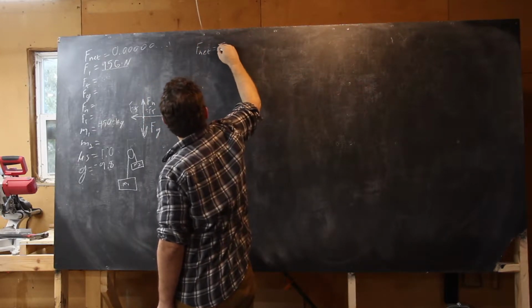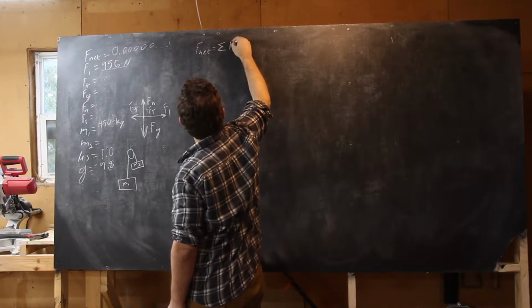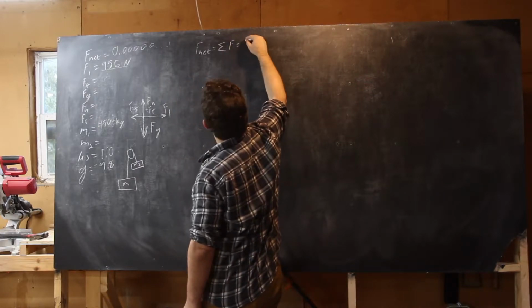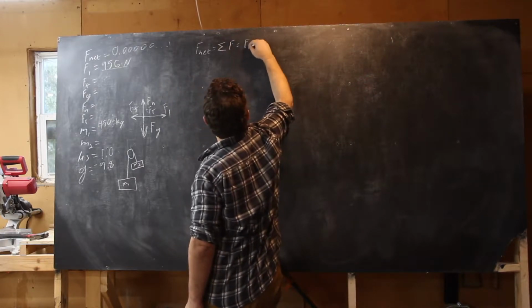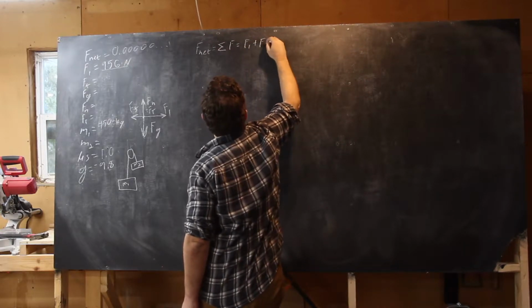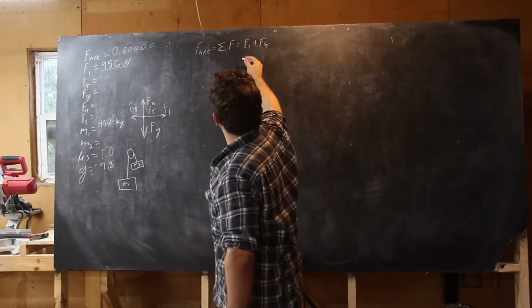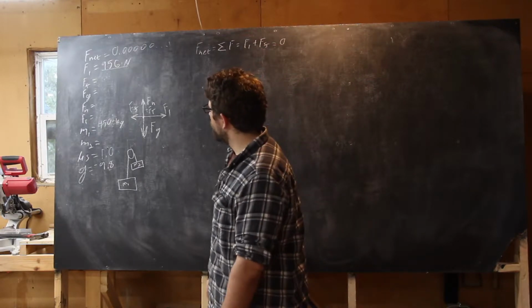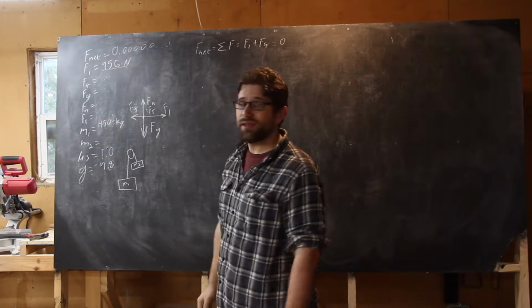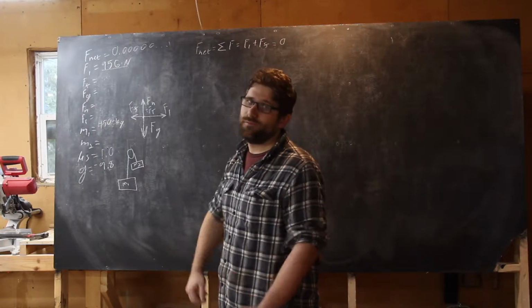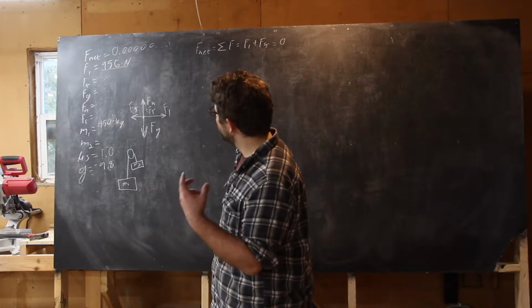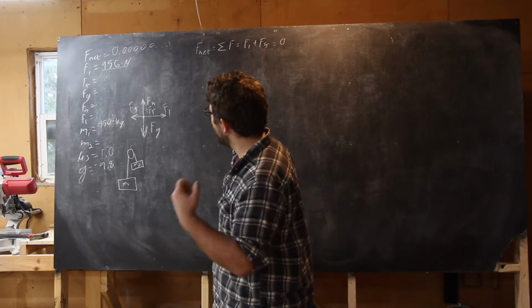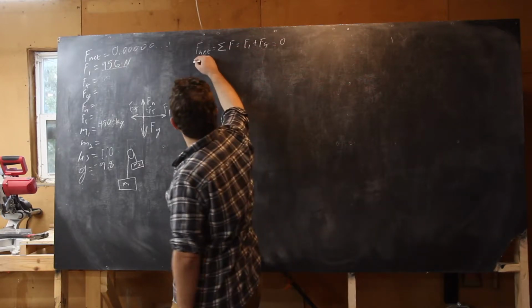So F net in this case is our equilibrium of forces. Remember, that was this confusing symbol called sigma. So sigma F is equal to F1 plus the force of friction. So these two should equal 0. That's what we're looking for here. So first off, let's calculate the current force of friction. Let's just go ahead and figure out what that is right now. That'll help us get a better idea of what's really going on here.